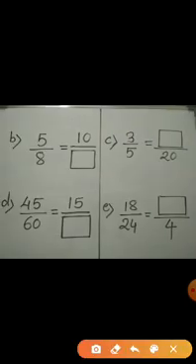Likewise, you can find out the missing number in the other fractions. Look at the second. 5 2s are 10. Hence, what will be the missing number here? 16. 8 2s are 16.